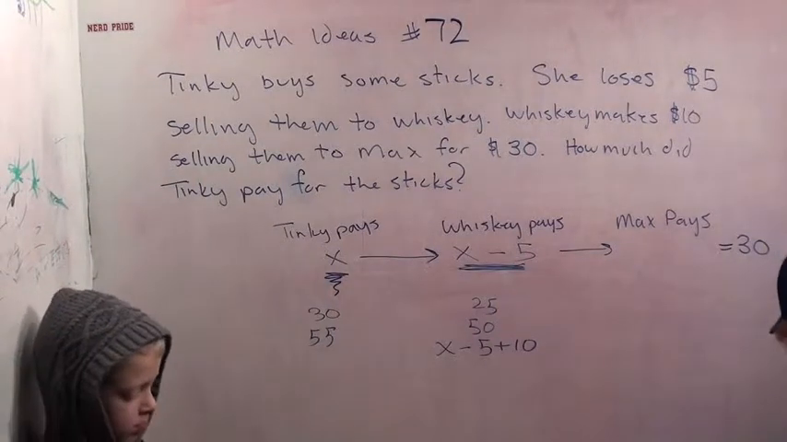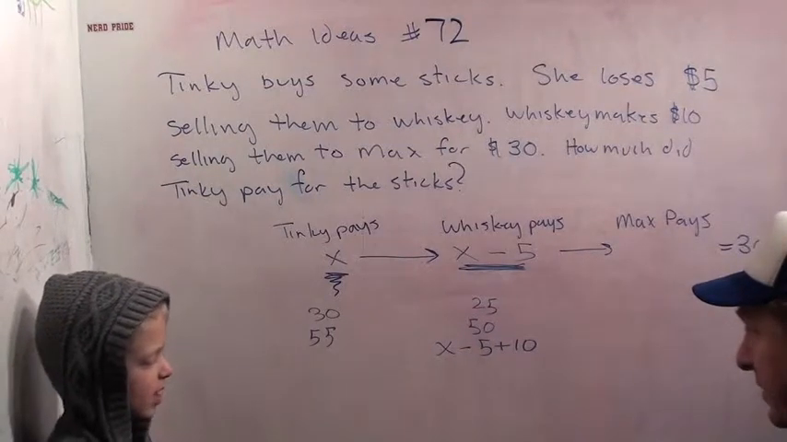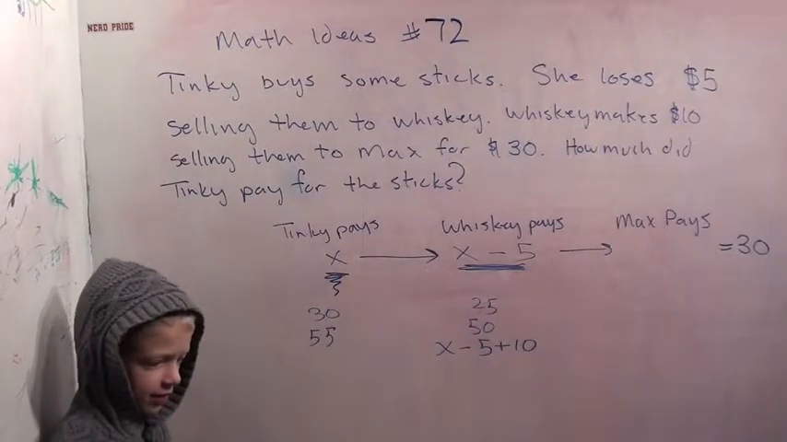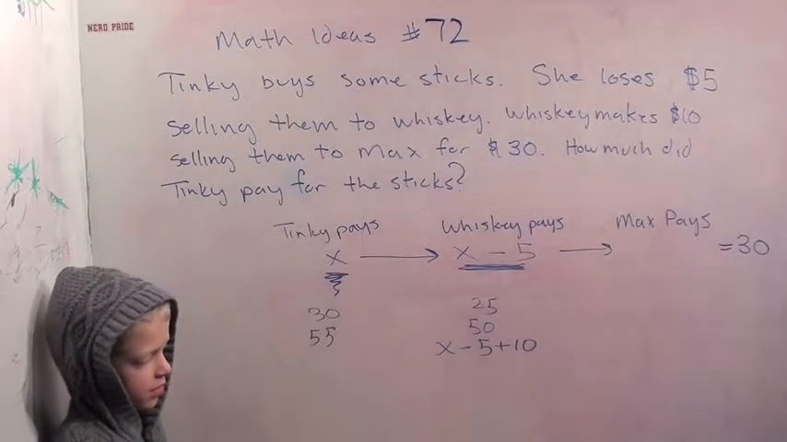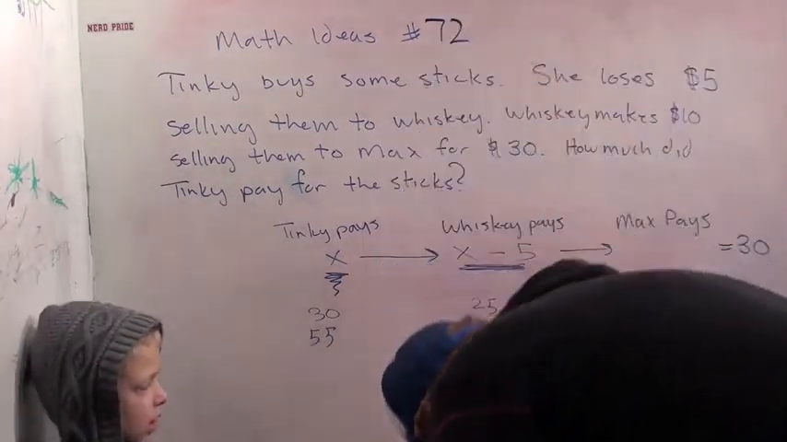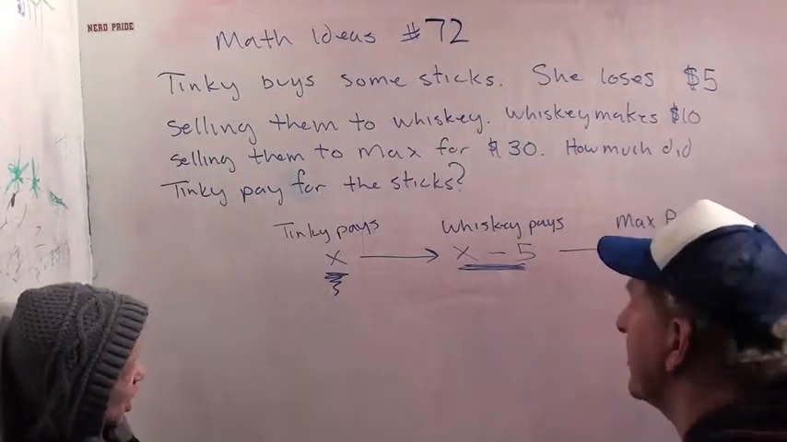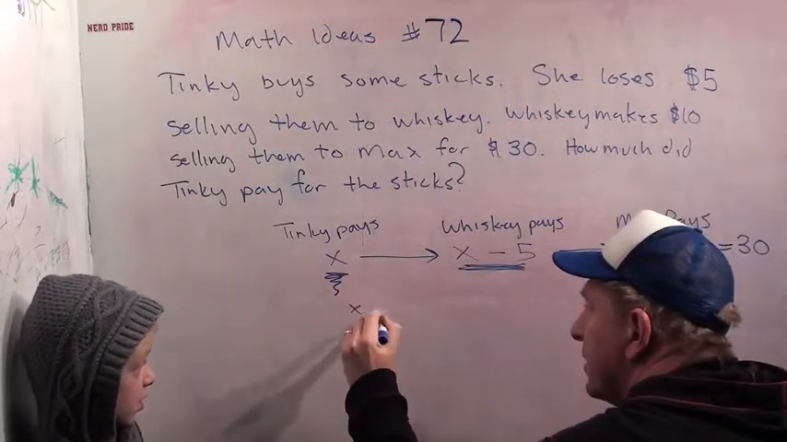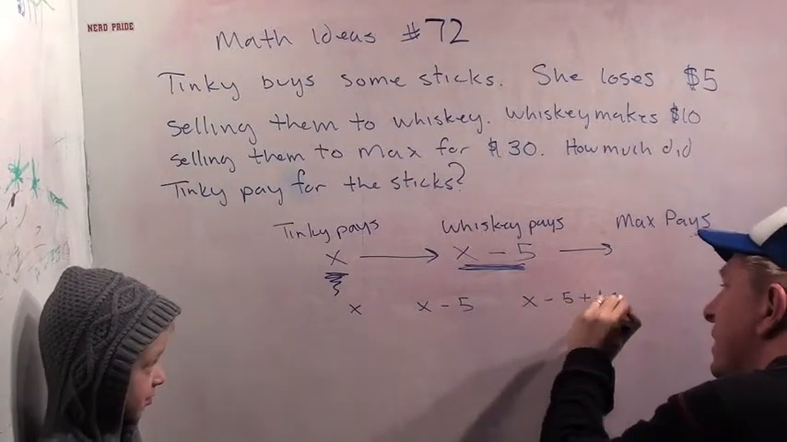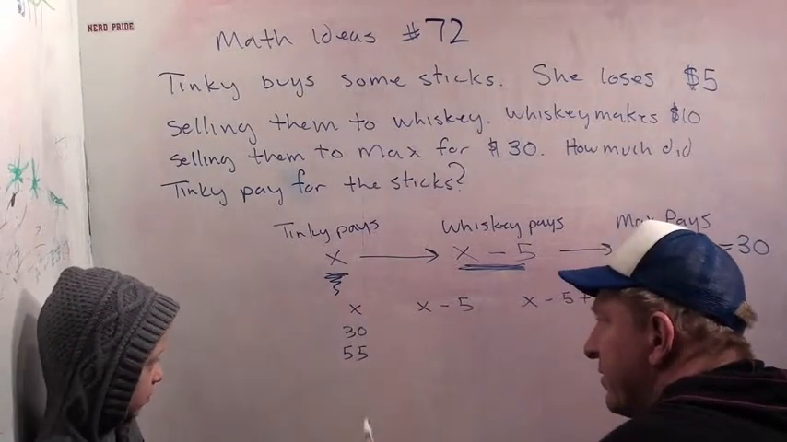So you think we can figure out what X minus 5 plus 10 is? I think it's minus 5x. Well, X minus 5 is not minus 5x. X minus 5 is just X minus 5. Oh yeah. Okay, so let's make a chart. Let's do two examples. Let's say we started out with 30. So here's X minus 5, and here's X minus 5 plus 10. Let's say we started out at 30, and let's say we started out at 55.